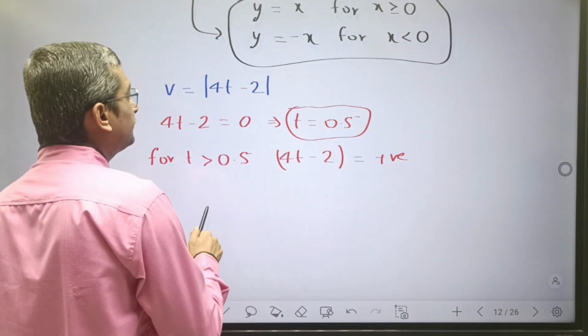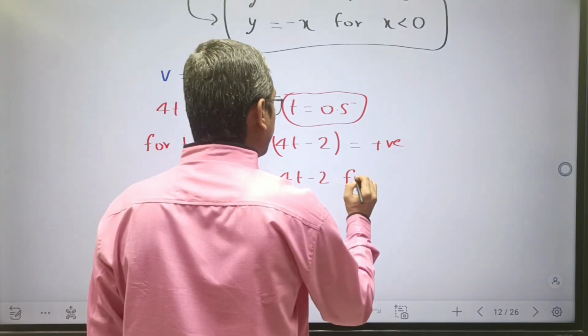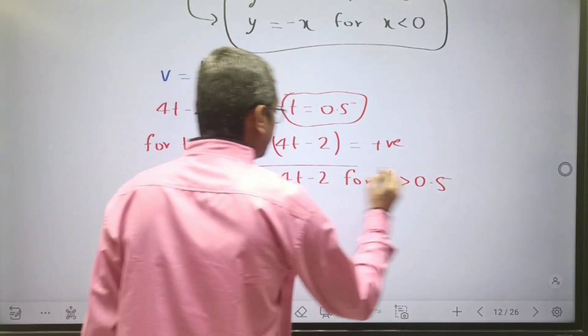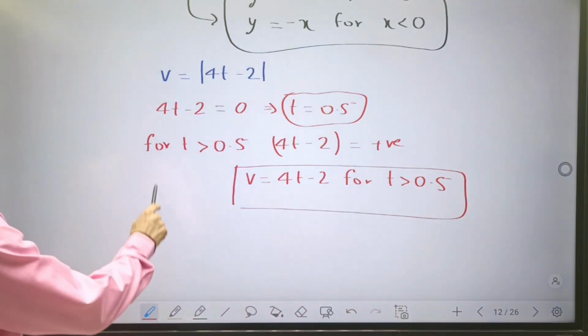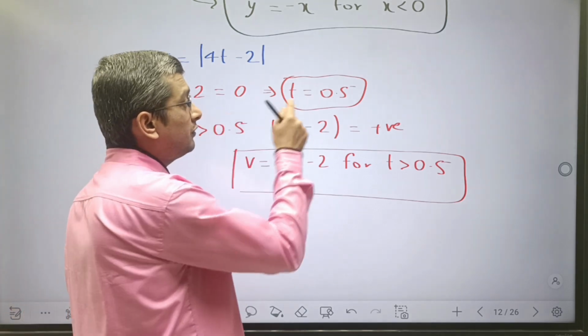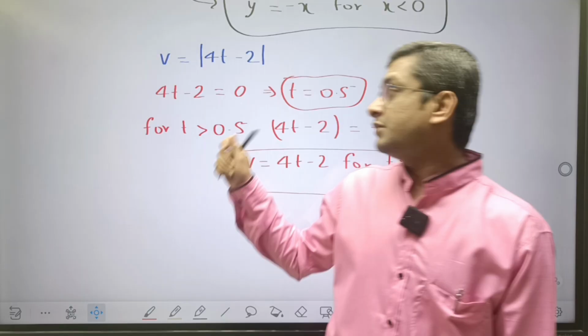What does it mean? It means that v is equal to 4t minus 2 for t greater than 0.5. So the first equation is formed. Now the second: remember carefully that we have found the boundary condition, the value of t at which this expression reduces to 0.